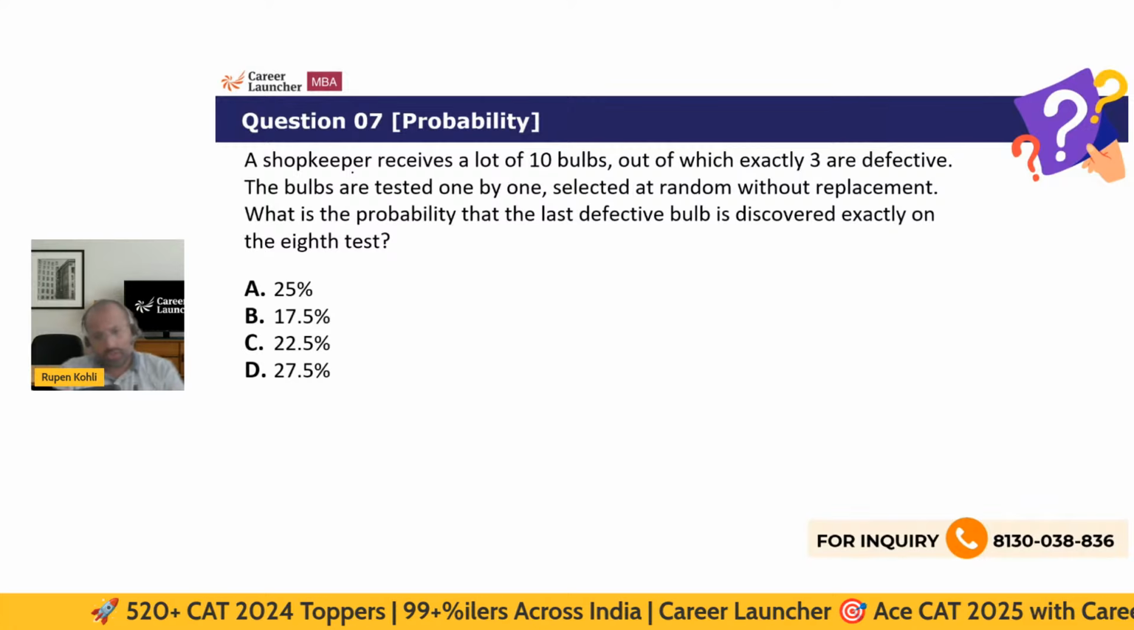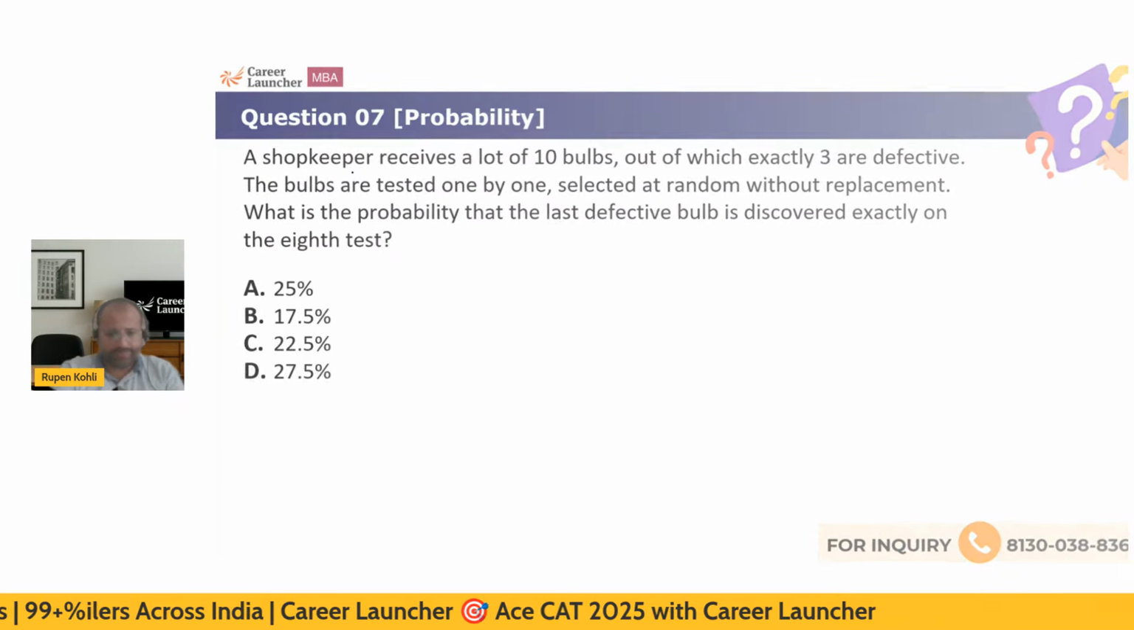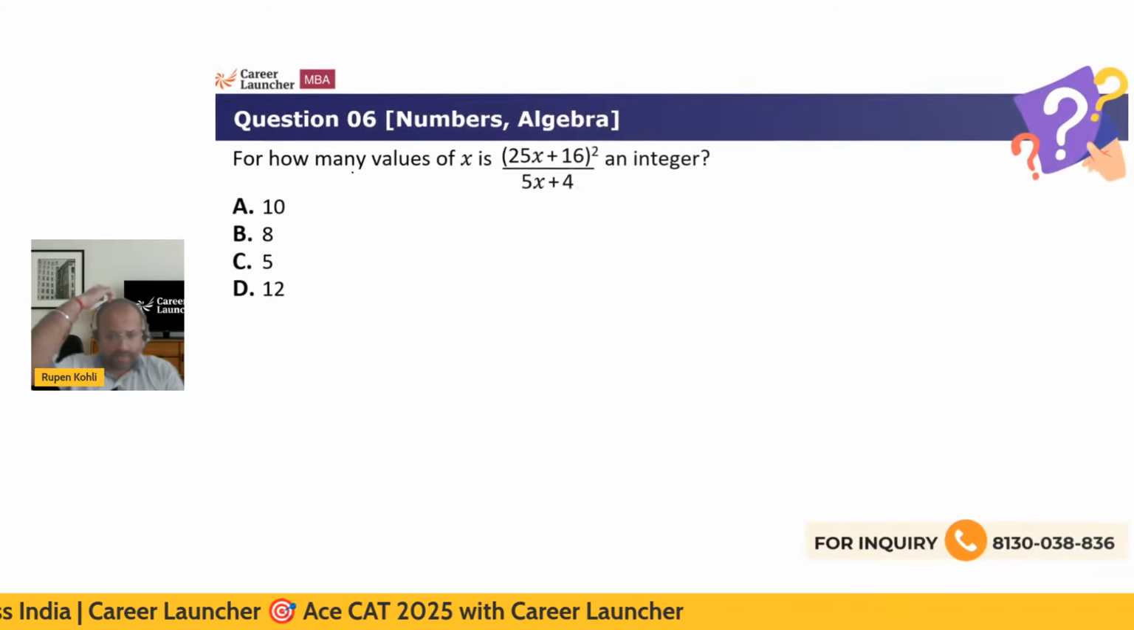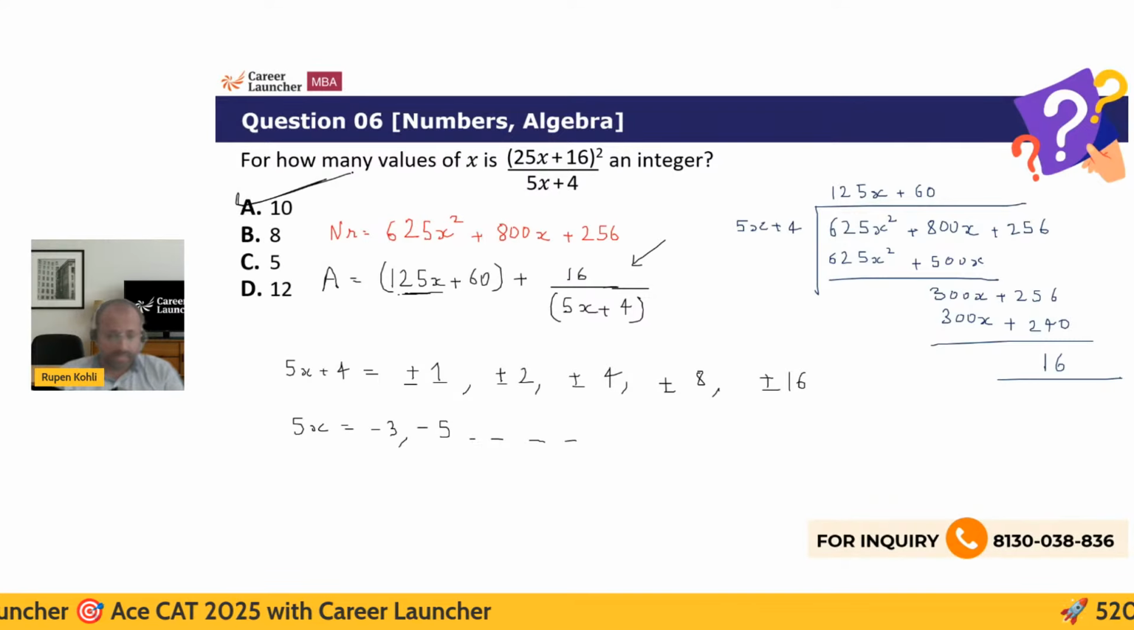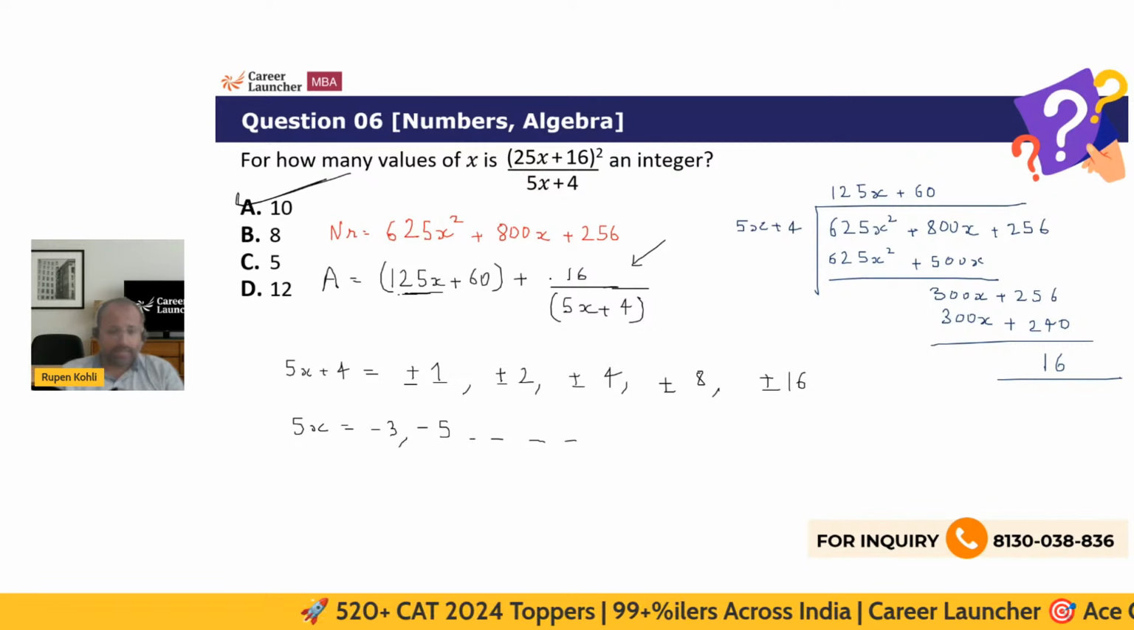Why should 16 by 5x plus 4 always be an integer? Okay. Prabhakar has some doubt. Right, Prabhakar, let me discuss. So why should this be an integer? 125x, and it can both add up to create an integer even when both are not.